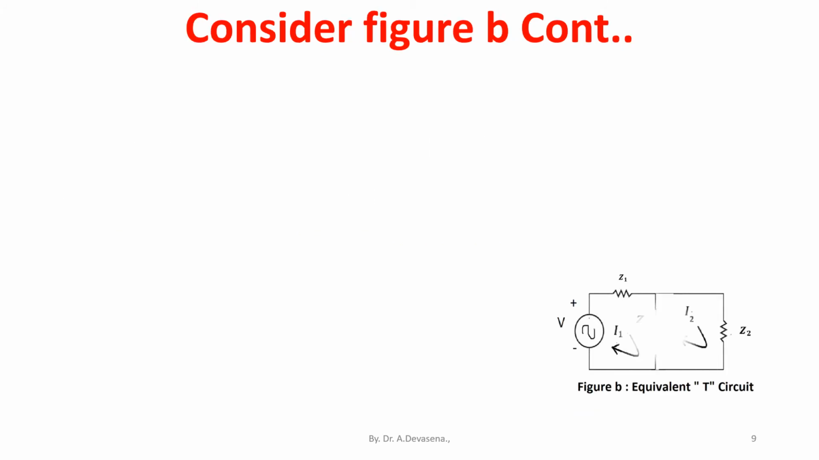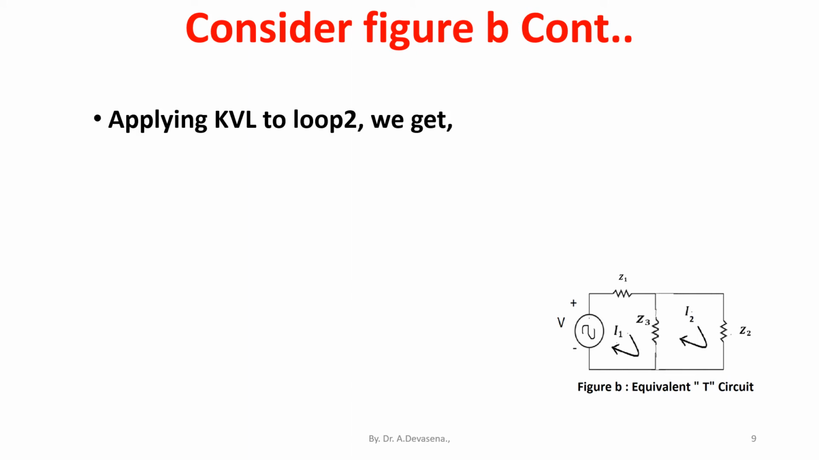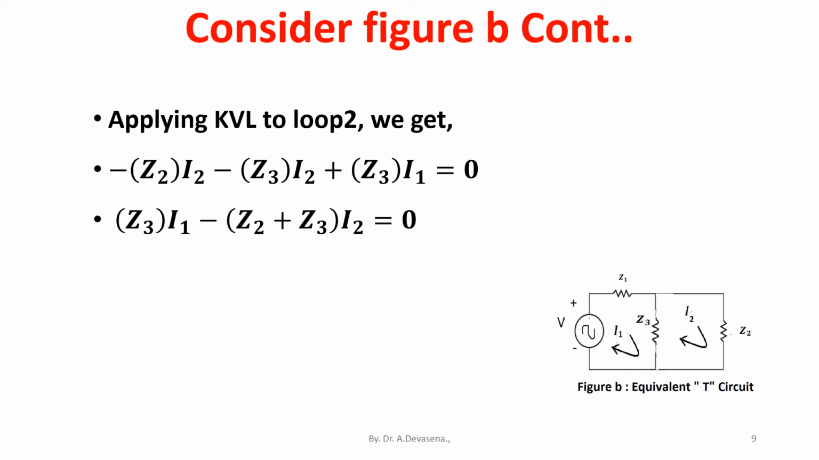Applying KVL to loop 2 in figure B, we get minus Z2 I2 minus Z3 I2 plus Z3 I1 is equal to 0. That is, Z3 I1 minus of (Z2 plus Z3) into I2 is equal to 0. That is, minus Z3 I1 plus (Z2 plus Z3) into I2 is equal to 0. Consider this as equation 5.